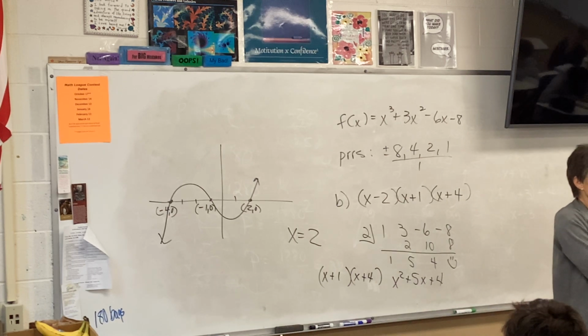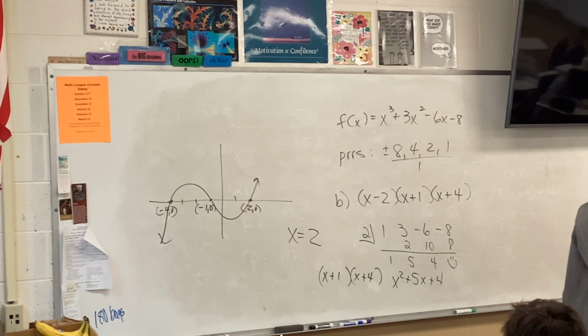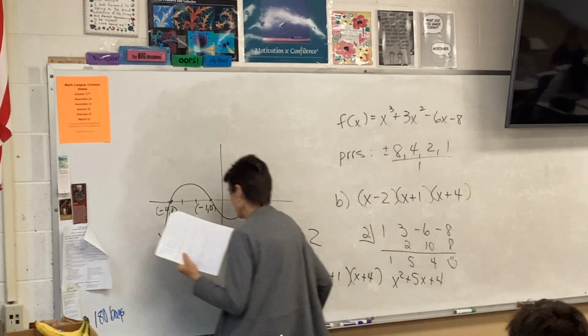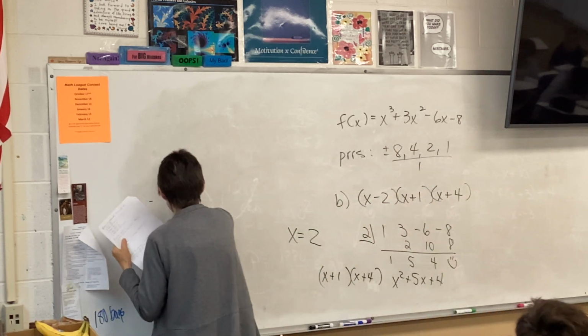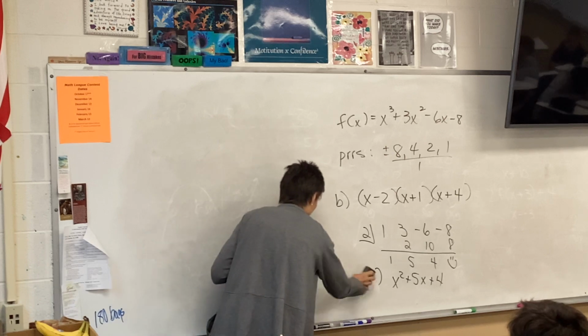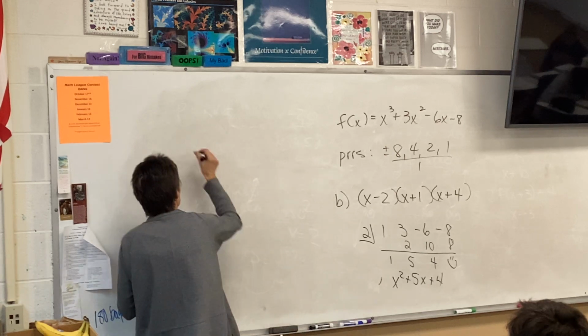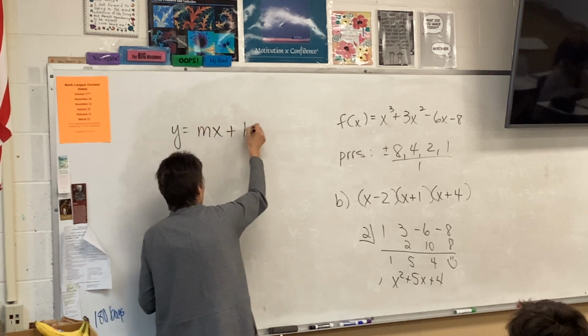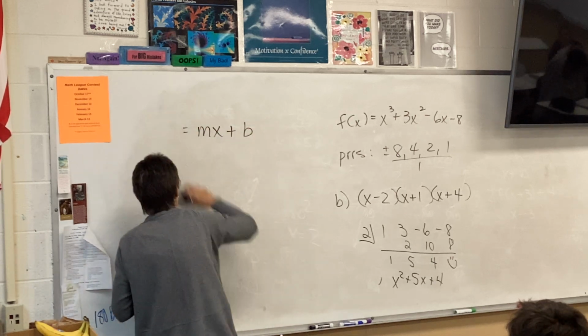Okay, so quickly, 4 rules. No X in the denominator, no X under a radical, no fractional exponent, no negative exponent, right? That's what we're zeroing in on. Okay, number 12, write the equation of the linear function. So that's a line. A linear function is literally mx plus b.